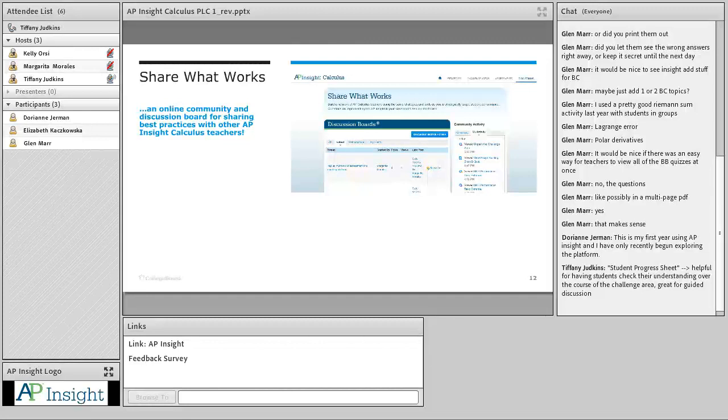And then the discussion board that Margarita was mentioning, and that Kelly was asking about posting to, is under the final tab in that menu that says Discussions, and we call it the Share What Works platform. It's just the online community where other teachers who are AP Insight Calculus users can post questions or share resources or ask for feedback or talk about tips. And so you'll see other topics of discussion that have already been posted there. You'll see Margarita's name there because she's the moderator of the discussion board. So check it out. We encourage you to see what's there, to post your ideas, and to make that community your own.